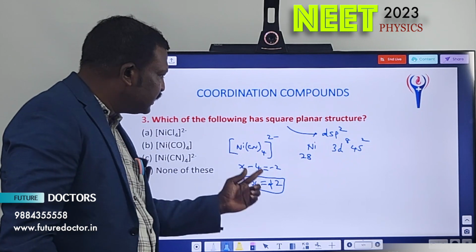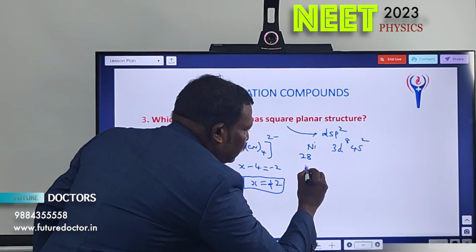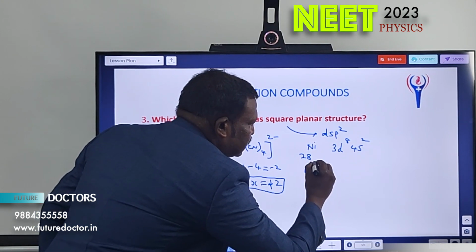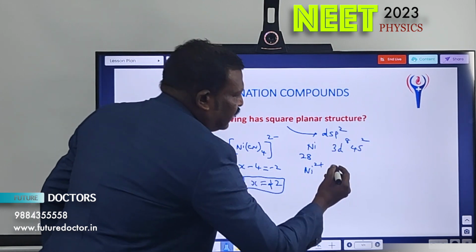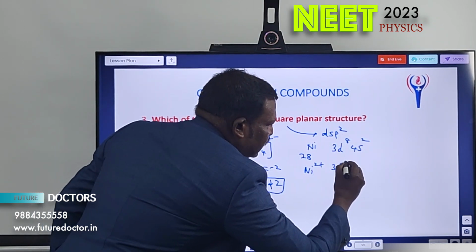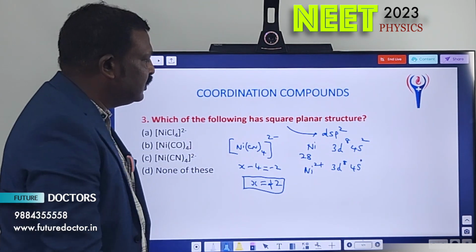But in this complex, what is the oxidation state of nickel? Nickel 2 plus, no? Nickel 2 plus means loss of 2 electrons. So these 2 electrons will be lost. So it will be 3d8 4s0. The 4s electrons will be lost, then I put 0.